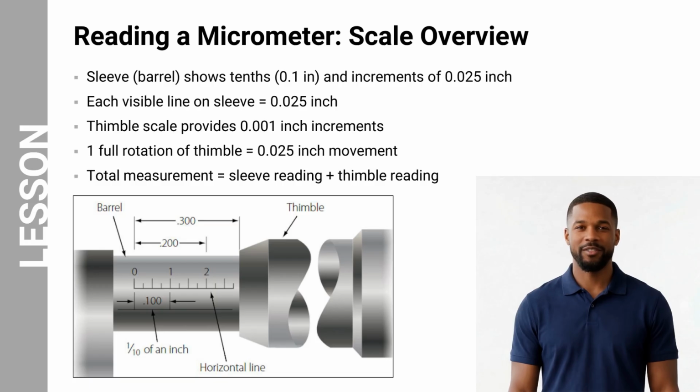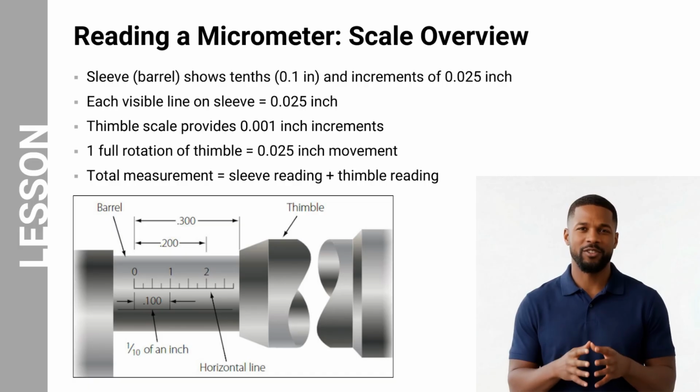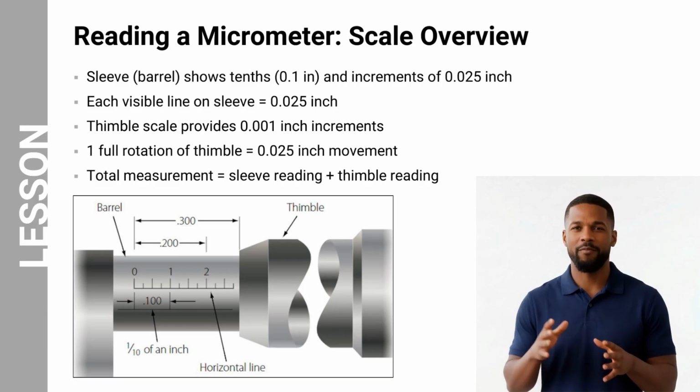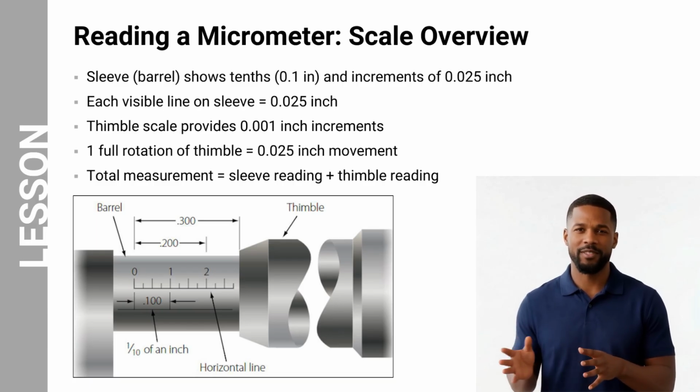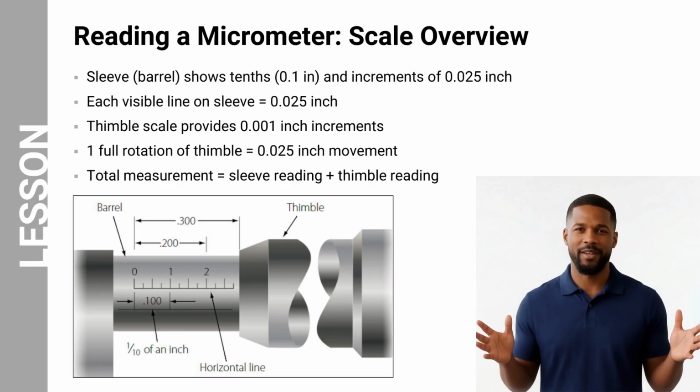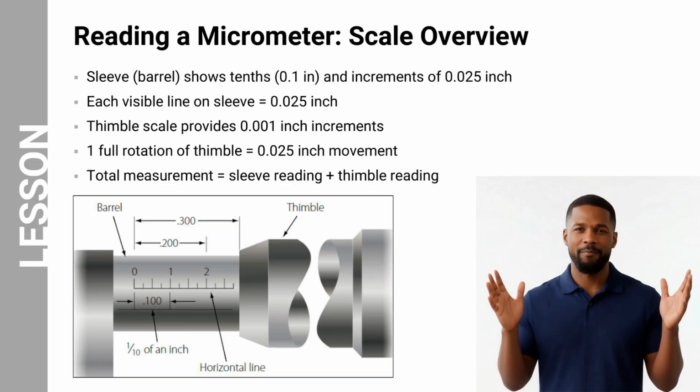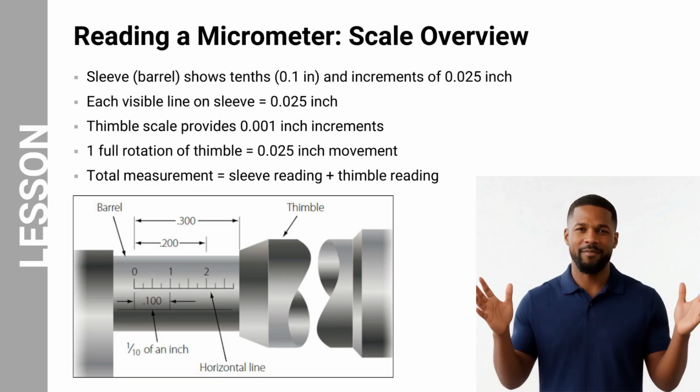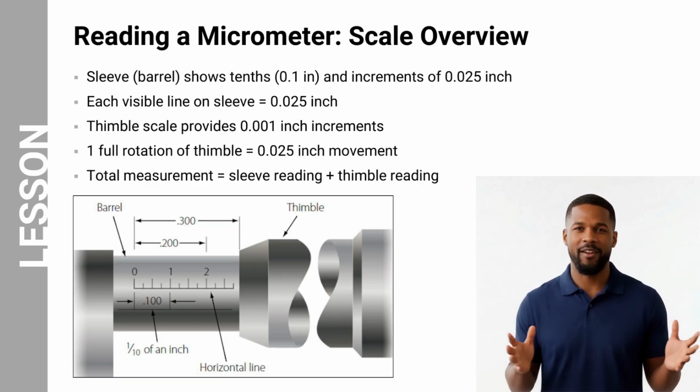The sleeve or barrel displays a main scale, including tenths of an inch and increments of 0.025 inch. Each visible line represents 0.025 inch. The thimble provides additional precision in increments of 0.001 inch. One full rotation of the thimble moves the spindle 0.025 inch. The total measurement is obtained by combining the sleeve and thimble readings. The diagram illustrates how these scales align to form the final measurement.